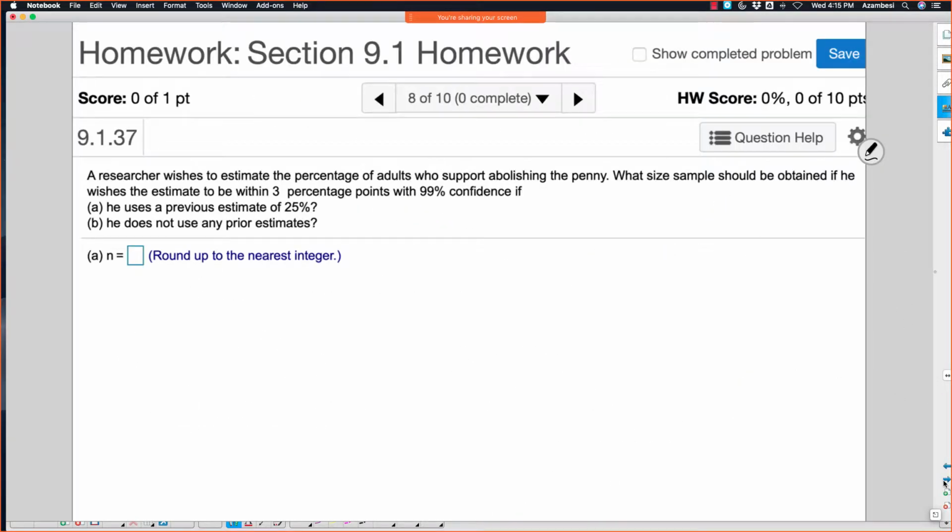All right, so moving on to the other type of problem in the proportion section. So we also have problems that have to do with sample size in the proportion section. So if you want to estimate the percentage of adults who, for this one, support abolishing the penny, what sample size should be used if he wishes to be within 3 percentage points of the actual value with a 99% confidence interval. So there are 2 different formulas for sample size, and the first one is if you have a prior estimate.